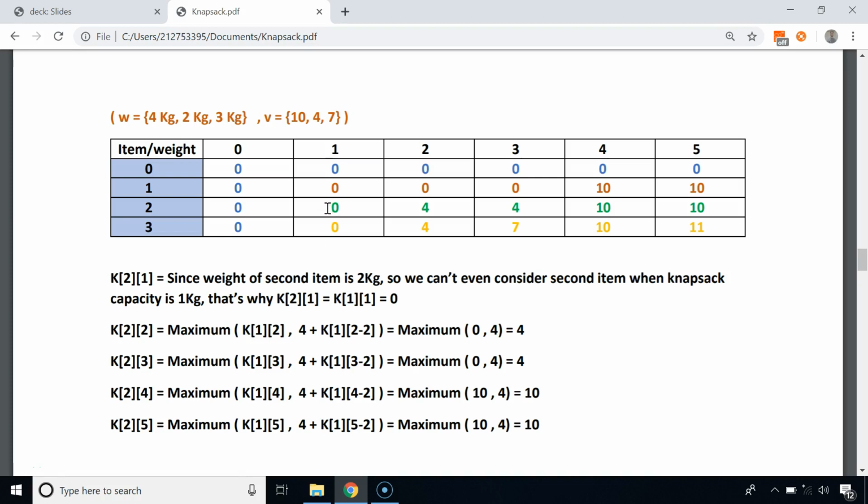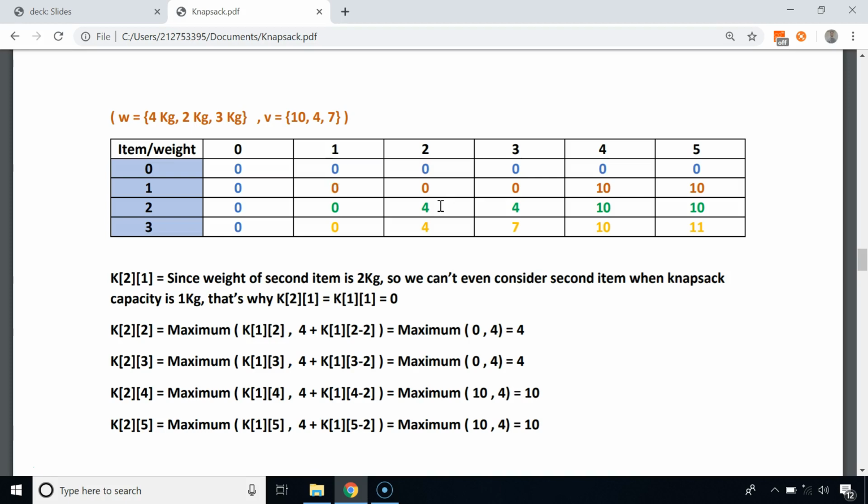So we are going to calculate K21. Now since the weight of the second item is 2 kg, we can't even consider the second item when the knapsack capacity is 1. That's why K21 will be K11. So we will copy this value to this cell. So K21 will be 0.